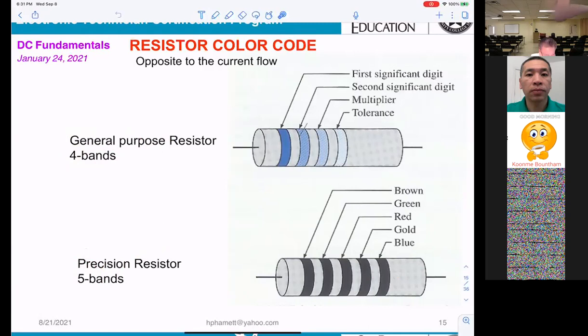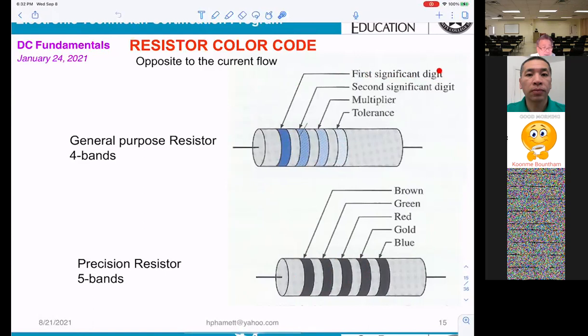The difference between general purpose and precision is that the precision resistor gives a more accurate value than the general purpose one. If you want to buy a resistor for general purpose, it costs you 5 cents. However, if you want the same thing to be a precision resistor, you have to pay 25 cents, which costs much more.